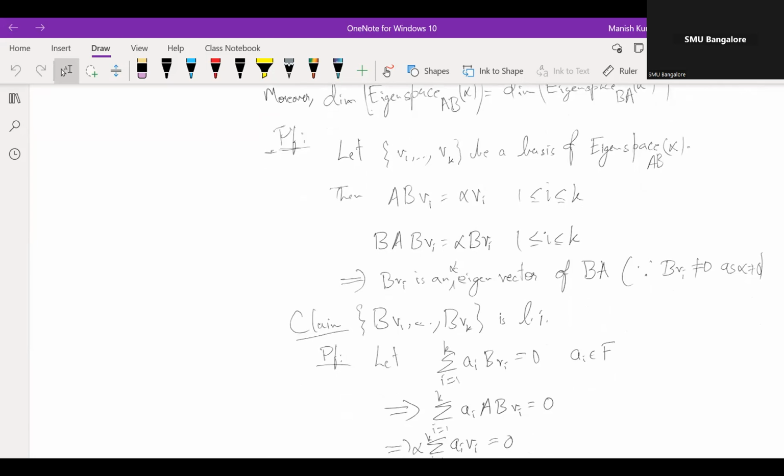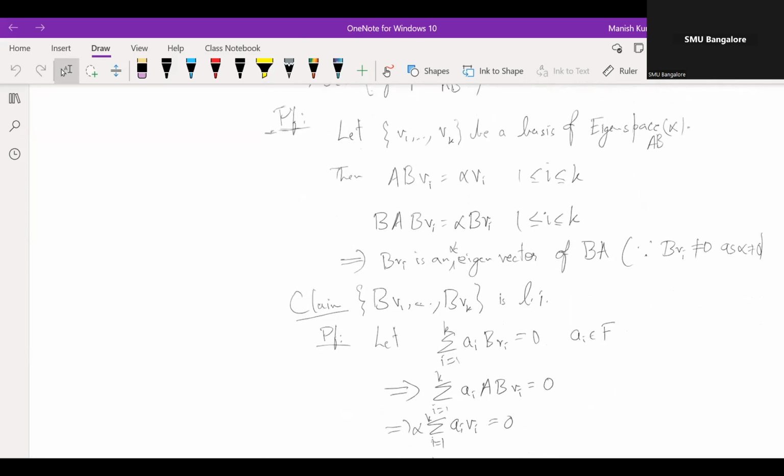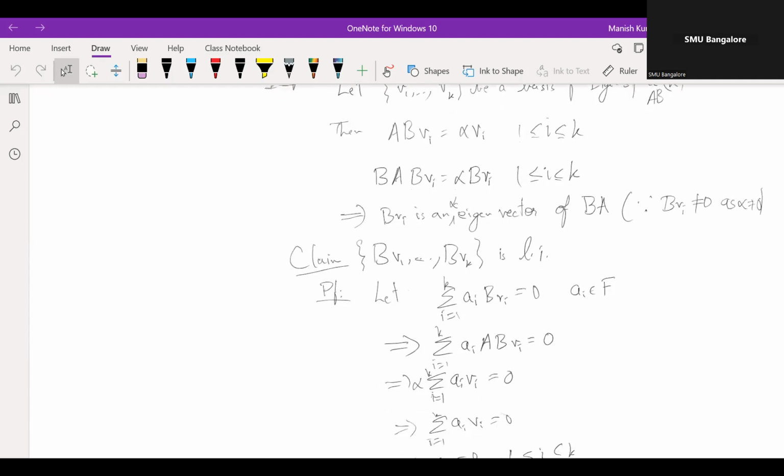That is what we can do, because we know what A B v_i looks like. So you multiply by A on the left, and you get this new equation. But A B v_i we know what it is. What is A B v_i? It's just alpha times v_i, right? Because the v_i's are eigenvectors with the same eigenvalue alpha. So we can pull out the alpha as well, and we get that this is the same as alpha times summation a_i v_i is 0.